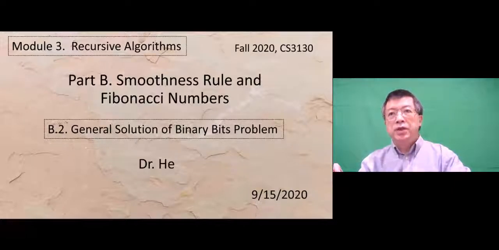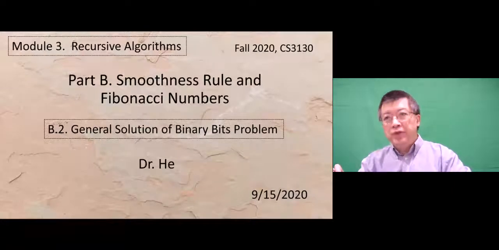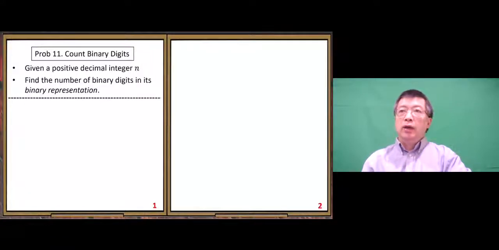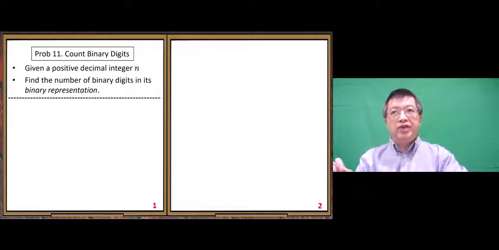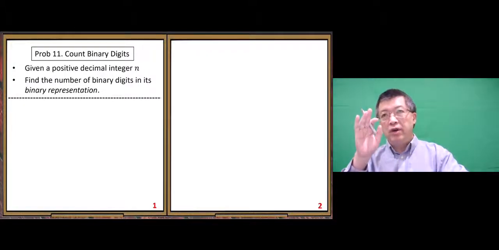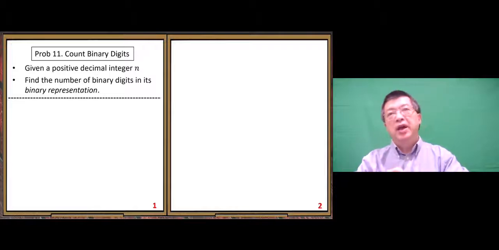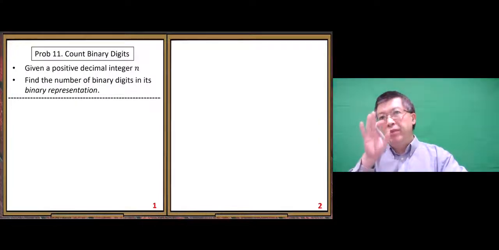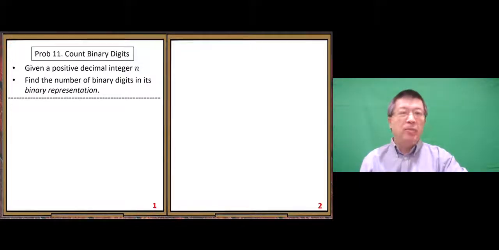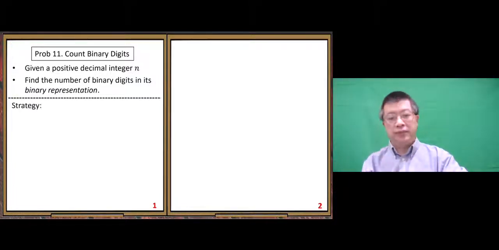B.2, general solution of binary bits problem. From the last video, we solved this problem, but it is for a very special case. N is the power of 2. We're not satisfied with that. We need to solve the problem for the general n case. Any positive integer n, we can get the answer. All right, so this video, we will do it.